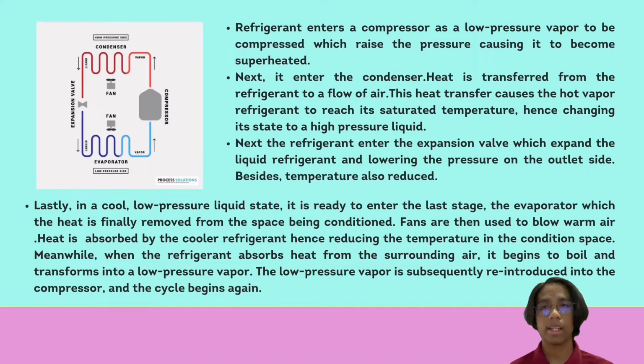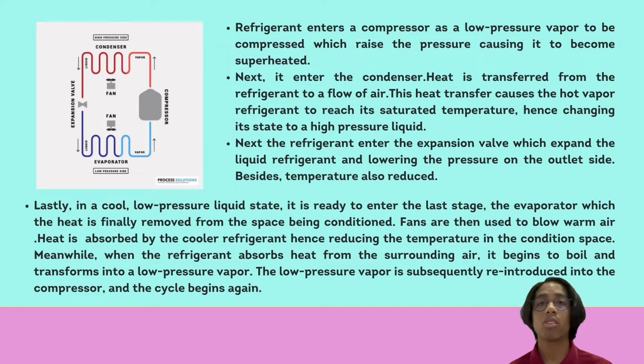In this slide, I will explain how this cycle actually works. For the first step, refrigerant enters a compressor as a low pressure vapor to be compressed, which raises the pressure, causing it to become superheated. Next, it enters the condenser. Heat is transferred from the refrigerant to a flow of air.